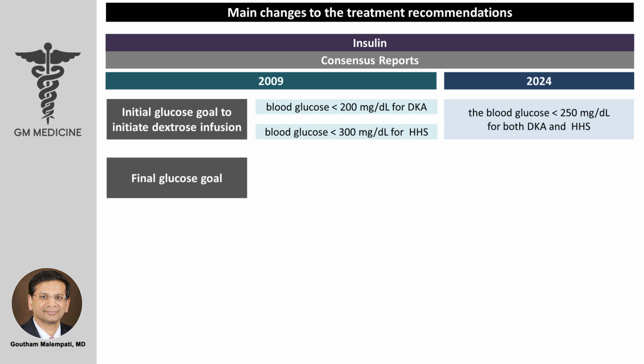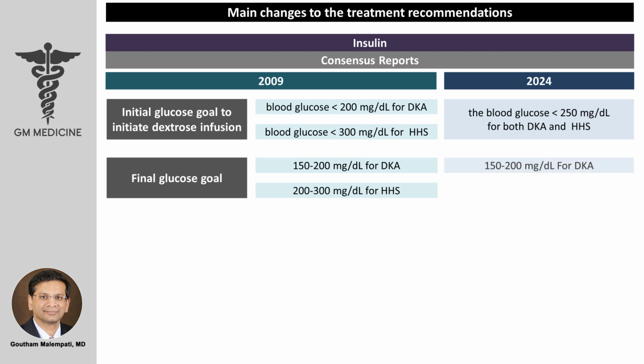The final glucose goal until resolution in the 2009 consensus report was between 150 to 200 milligrams per deciliter for diabetic ketoacidosis and between 200 to 300 milligrams per deciliter for hyperglycemic hyperosmolar state. In the 2024 consensus report, the blood glucose goal for diabetic ketoacidosis is between 150 to 200 milligrams per deciliter, and for hyperglycemic hyperosmolar state, it is between 200 to 250 milligrams per deciliter.